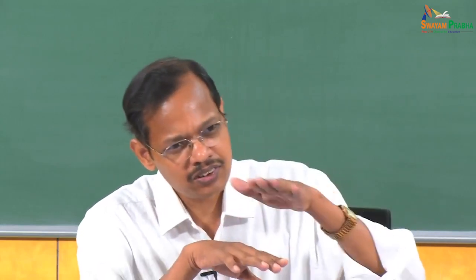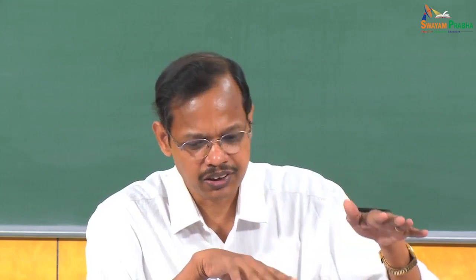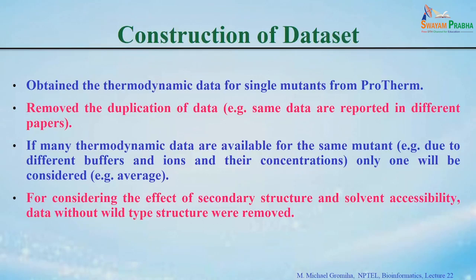We look into this data, and you can see several repetitions. For example, if you see alanine to valine for any particular protein, this data can be obtained at different temperatures, or different pH, or different buffers and different concentrations. In this case, you can have different data for the same mutations. You have to check carefully, and first we need to remove the duplication of data.